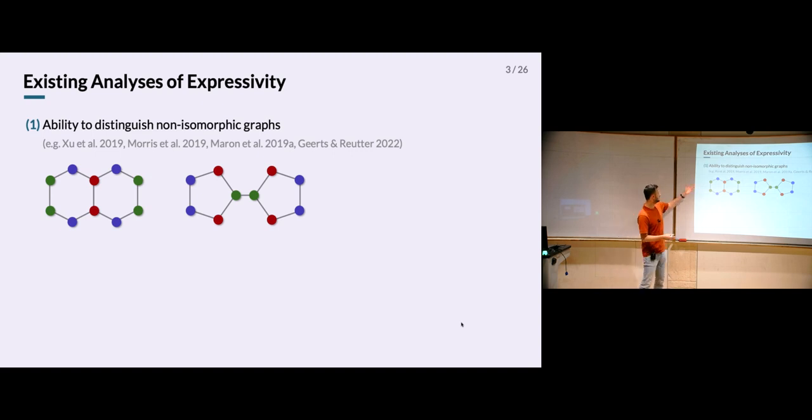And perhaps one of the most well-known results in the expressivity of GNNs is that the most common types of GNNs, they're limited in this sense. For example, these two graphs, then any one of these GNNs are called message-passing GNNs.